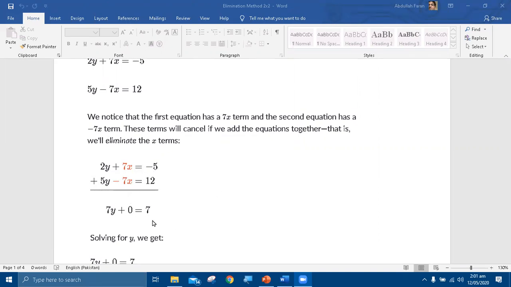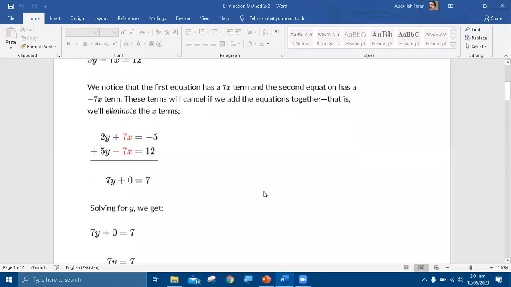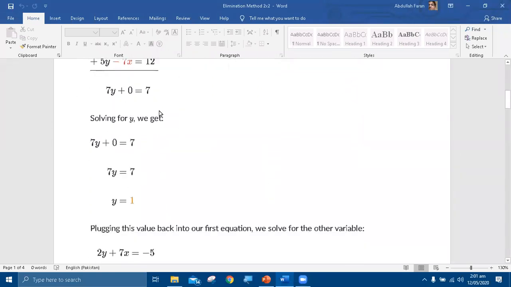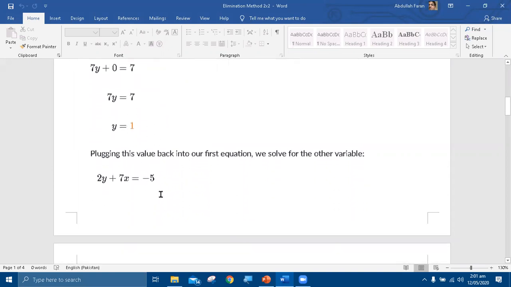So what we have here is 7y plus 0 equals 7. This is another separate equation, and it has one variable in it. So we can easily solve this equation to get the value of y. 7y plus 0 equals 7, which brings us to 7y equals 7. Solving for y, we divide both sides by 7, and we get y equals 1.